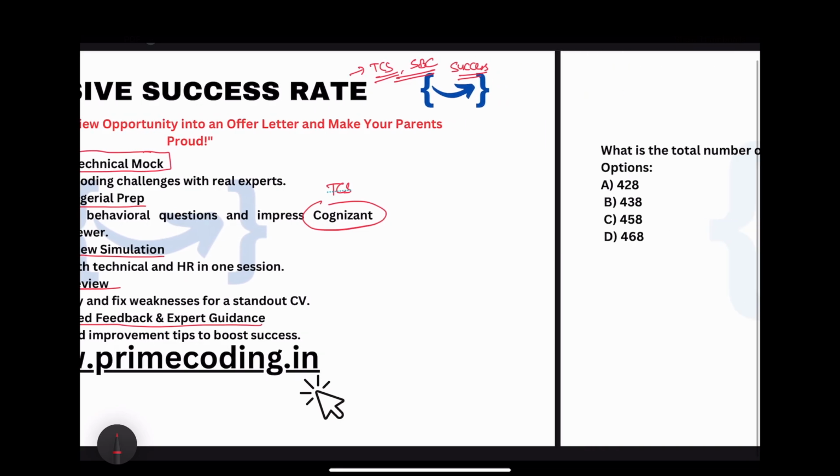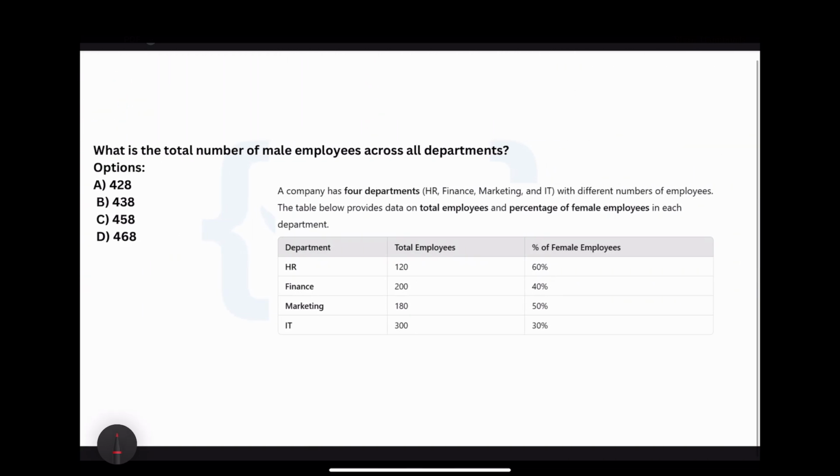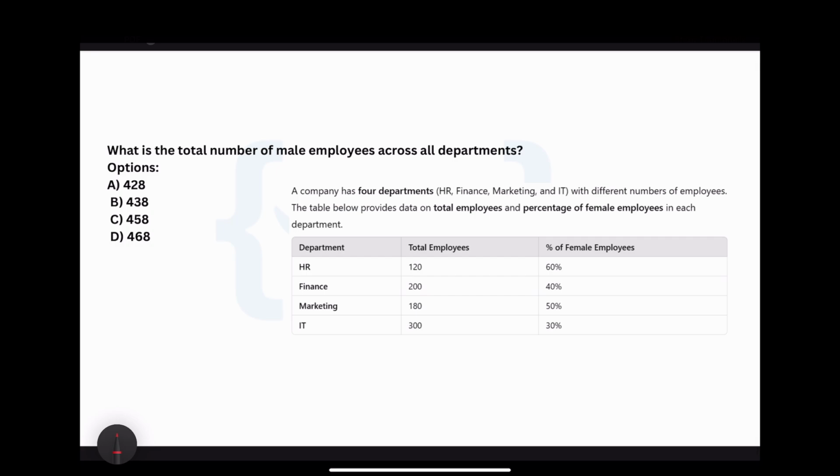Okay, so now let's see this particular question. We have, what is the total number of male employees across all departments? So there are 4 departments: HR, finance, marketing and IT, with different number of employees. The table below provides data on total employees and the percentage of female employees in each department. Okay. So HR we have 120 and the percentage of female is 60. So if you remove this, you will have 72 female employees.